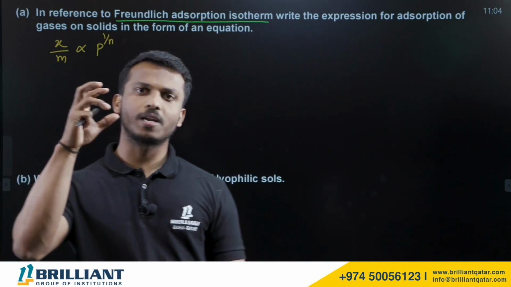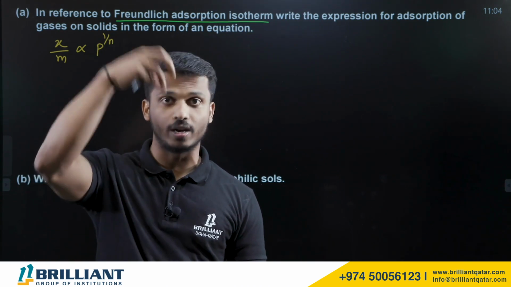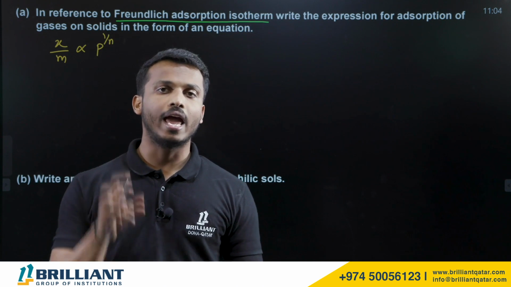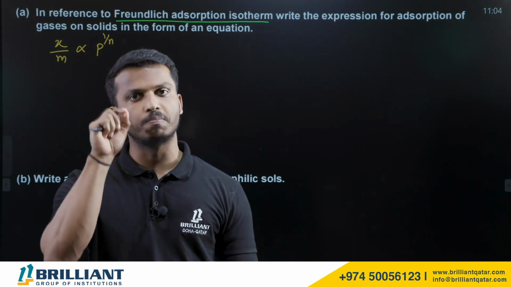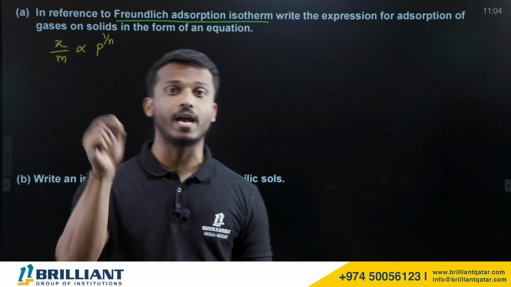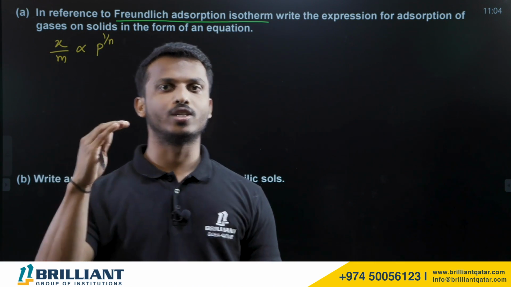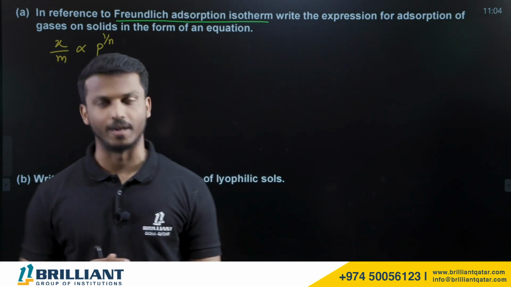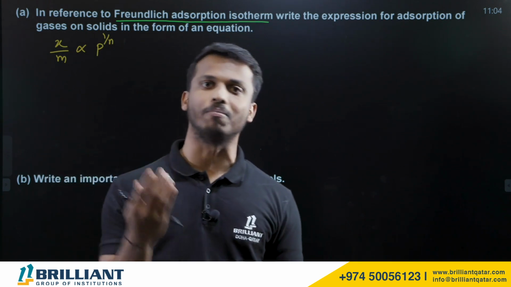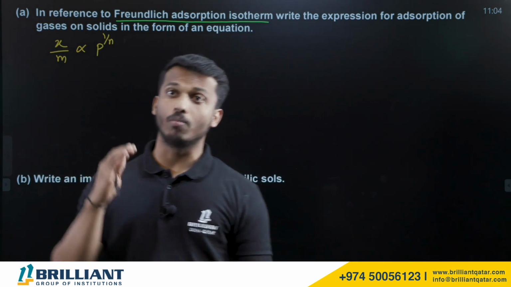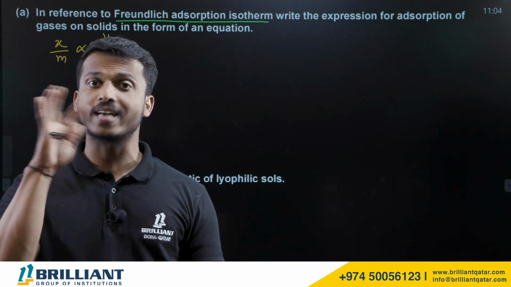So dear student, x represents the amount of adsorbate, how much adsorbate is being adsorbed. m represents the mass of adsorbent. So the overall term x by m represents the extent of adsorption. What is the level of adsorption that happens? See, x is the number of adsorbate, so x by m greater means more adsorption can happen. x by m represents the extent of adsorption.